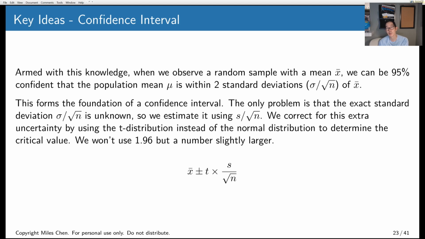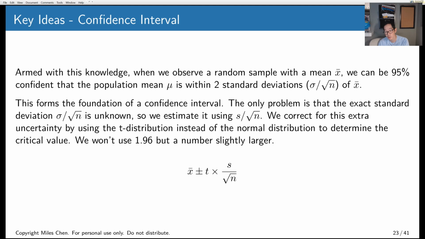But when you do that, you're introducing extra uncertainty, right? You don't know if your S is too big or your S is too small. Your S over the square root of n, is that bigger than sigma over the square root of n? Is it smaller than sigma over the square root of n? So what we do is we compensate. We use the t distribution instead of the normal distribution, right? So normal distribution, we would have used 1.96. I would have said 95% confident that mu is within 1.96 standard errors of my sample mean.